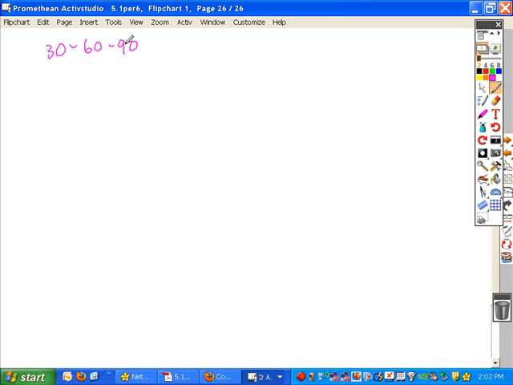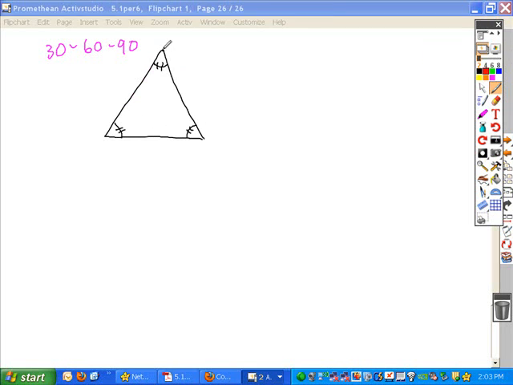The other type of triangle that you need to be familiar with is a 30, 60, 90 triangle. This triangle is unique because it is exactly half of an equilateral triangle. So if you take any equilateral triangle and you split it right down the middle, that gives you angles of 30, 60, and 90.